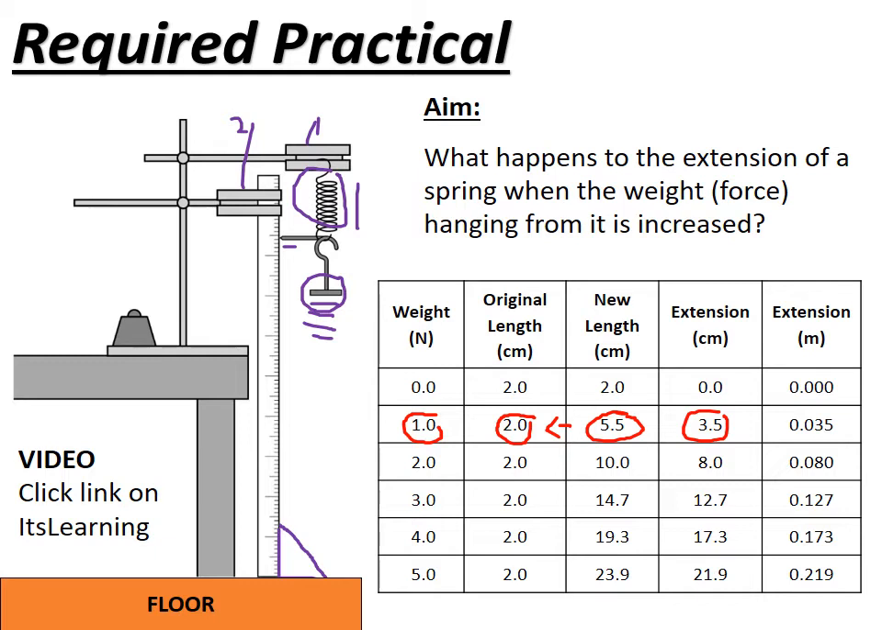Now we have to convert that to meters. So we divide by 100 and we get 0.035 meters. So a very, very straightforward experiment where we are adding weights to the hanging mass here. We record the new length, subtract the original length to find the extension, and then we need to convert that extension into meters.